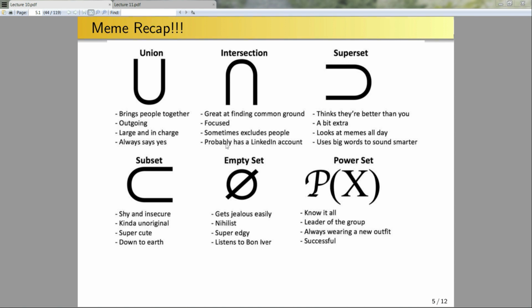The superset, he always thinks that he's better than you, he's always a little bit extra, looks at memes all day, and uses big words to sound smarter. Subset, shy and insecure, kind of unoriginal, super cute but down to earth. Empty set, gets jealous all the time, he's a total nihilist. Super edgy and listens to Bon Iver. The power set, he's Mr. Know-It-All. The leader of the group, always wearing a new outfit and quite successful.